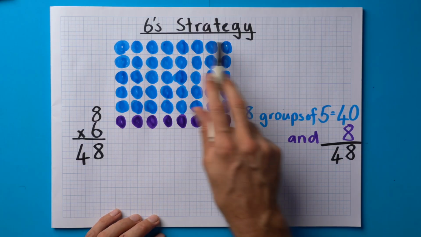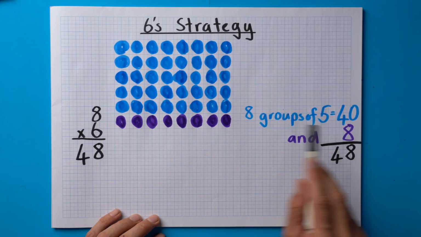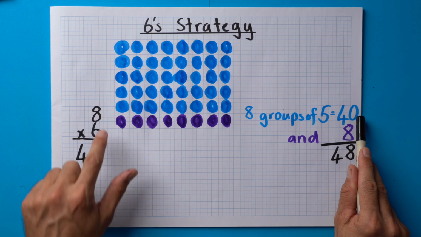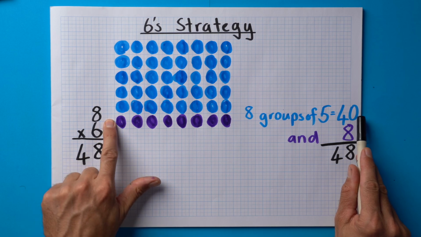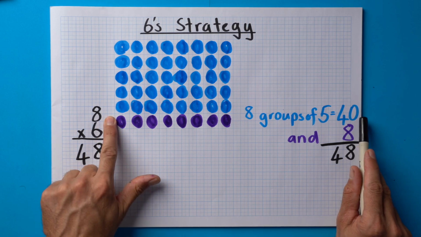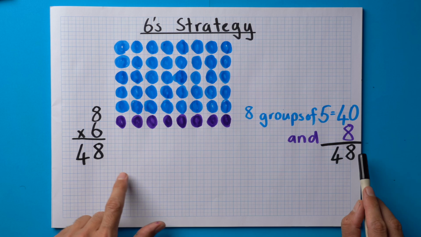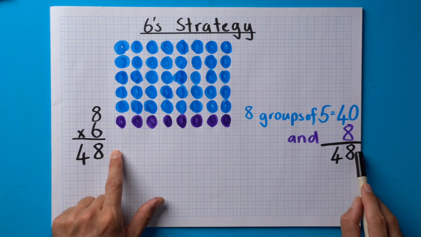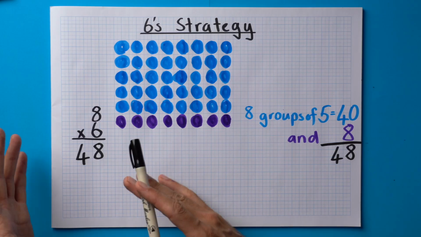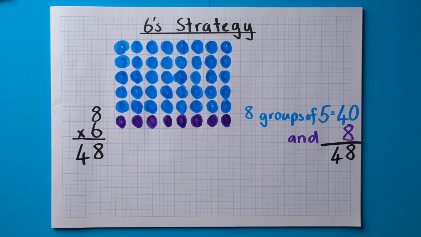The way this strategy works is working out 8 groups of 5 and calculating that number, and then adding one more to each group. And since we have 8 groups, that's going to be 8, which gives us an answer of 48. We know 8 groups of 6 is 48. Now I'm going to show you how you can use the same strategy, this time without the dots.